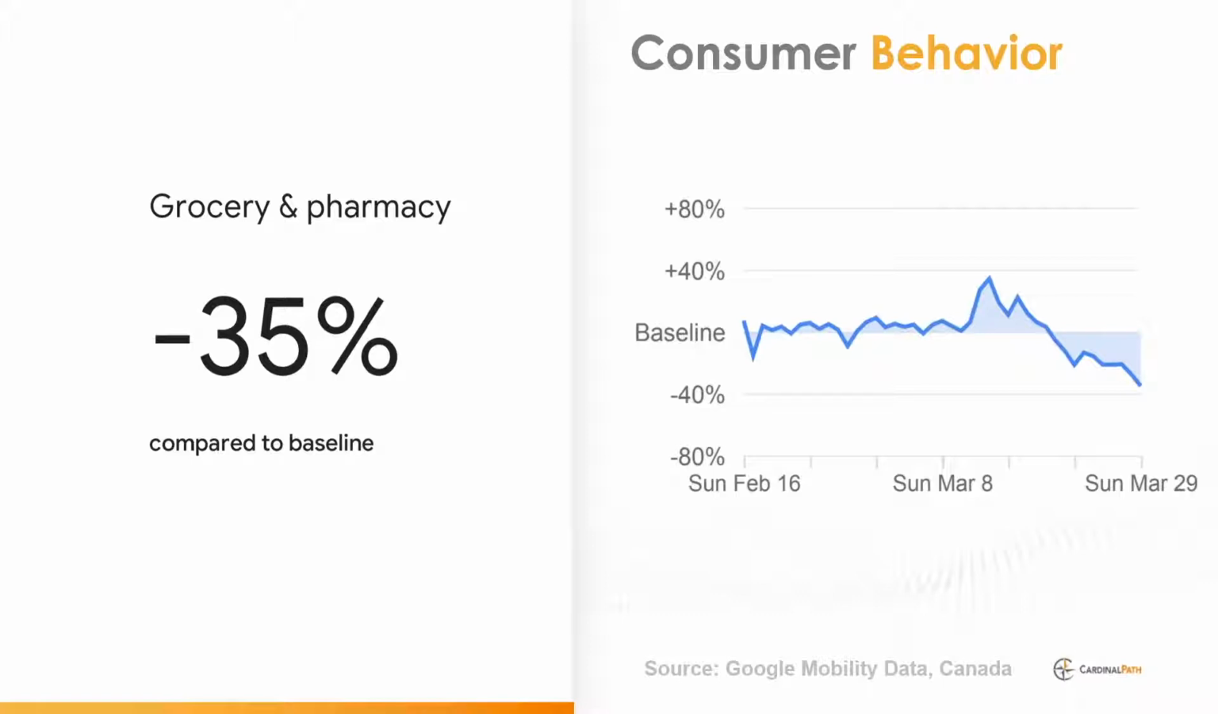So we can use data like this to figure out how to structure our business to meet the needs of customers. And that's really the key concept. And just as grocery stores are seeing a big change in customer behavior, they're probably also seeing a big swing in the opposite direction towards online orders.